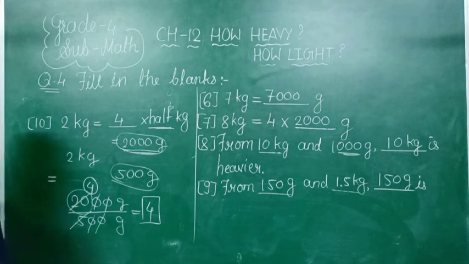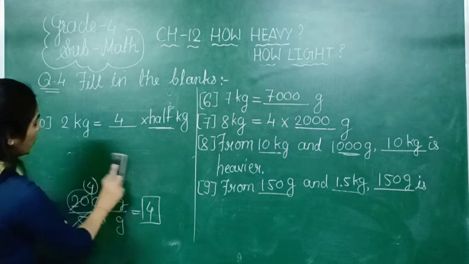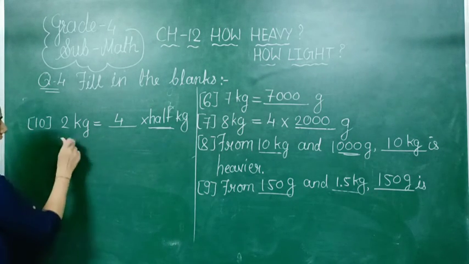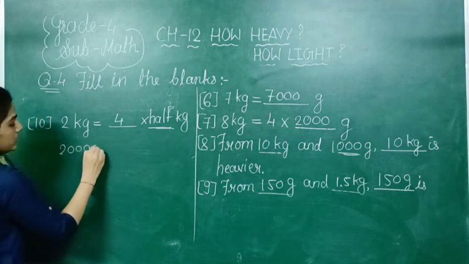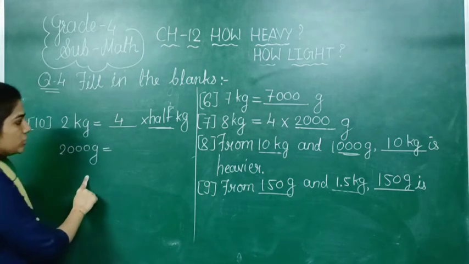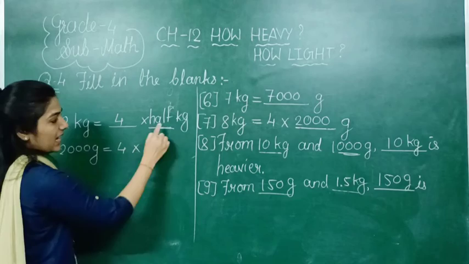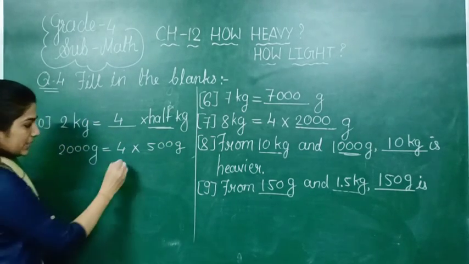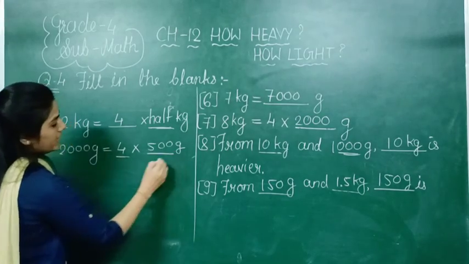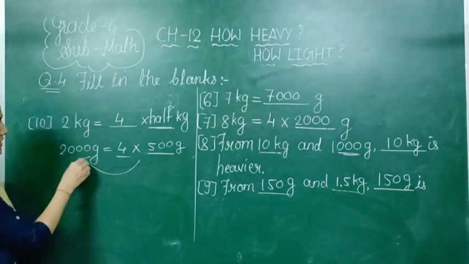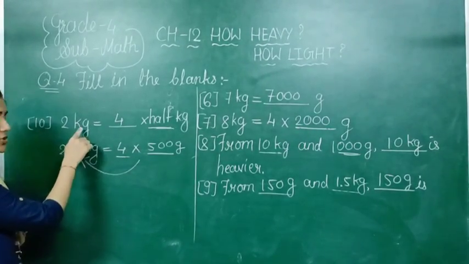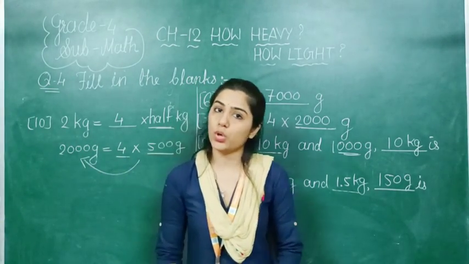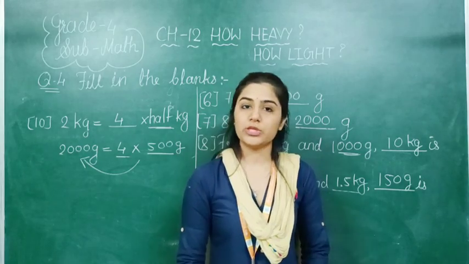So if we do this whole blank like this, see, 2 kg means 2000 gram. This is the explanation I am giving you. 4 and half kg means 500 gram. So if we multiply this 4 and 500, we will definitely get this 2000 gram, meaning this 2 kg. So I hope you have understood all the fill in the blanks very well. Thank you. Have a nice day.